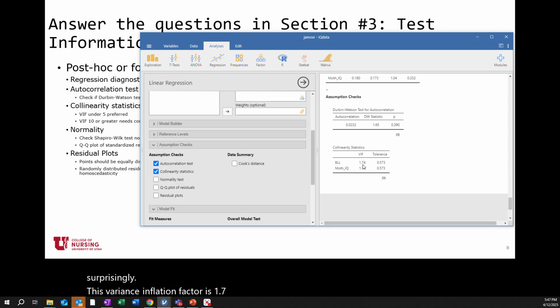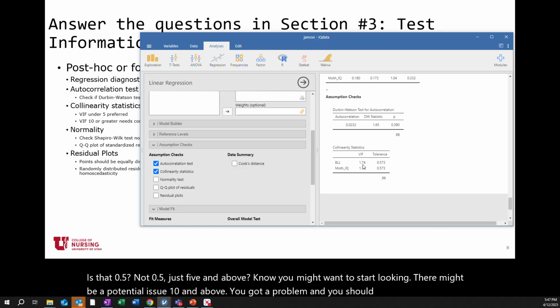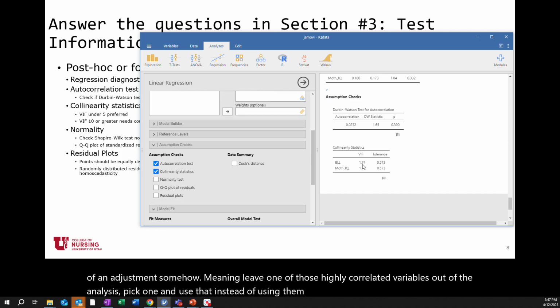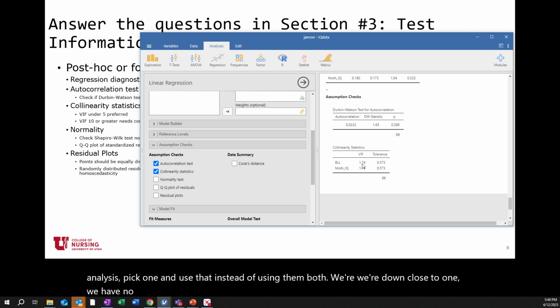The guidelines that I was able to find, and I think Navarro gives these too, is that 5 and above, you might want to start looking. There might be a potential issue. 10 and above, you've got a problem, and you should probably make some sort of an adjustment, meaning leave one of those highly correlated variables out of the analysis. Pick one and use that instead of using them both. We're down close to 1. We have no problems with multicollinearity here.